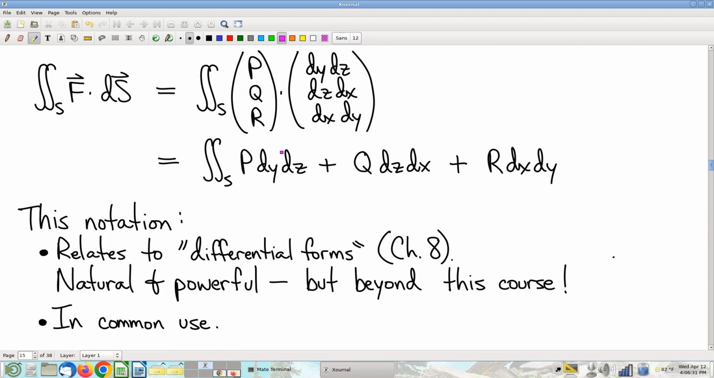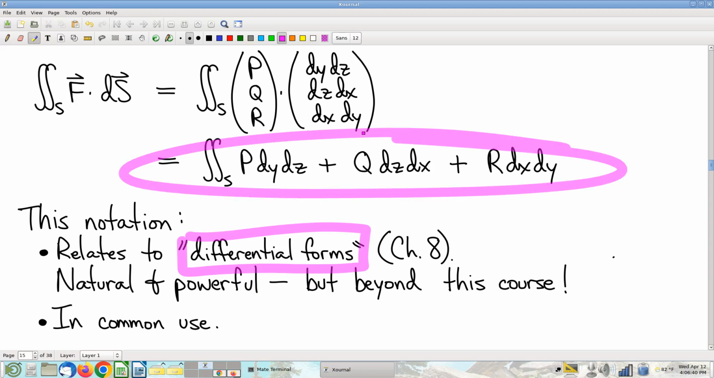I want y'all to be aware that there are these things called differential forms, and this thing right here is basically identical to something called an integral of a differential form. Differential forms are very, very powerful. They're ultimately very, very natural. They're a big deal. They're important. They're useful. You can do a lot with them. Well beyond Math 219, so we're not going to actually be able to flesh any of that out.